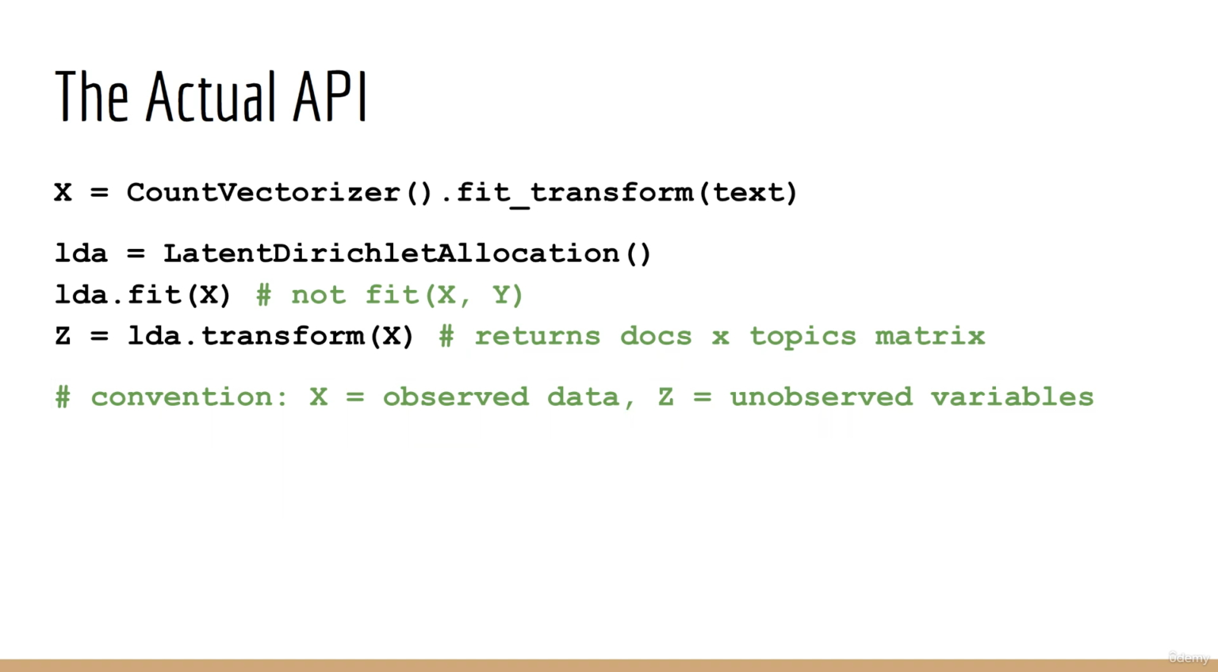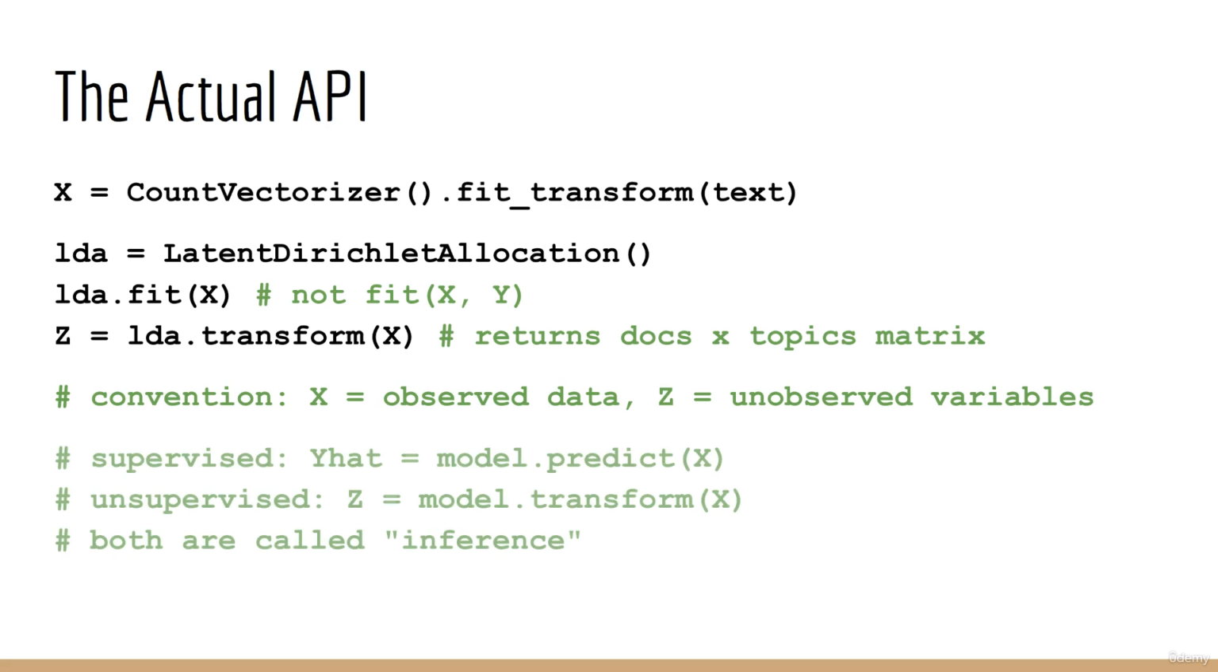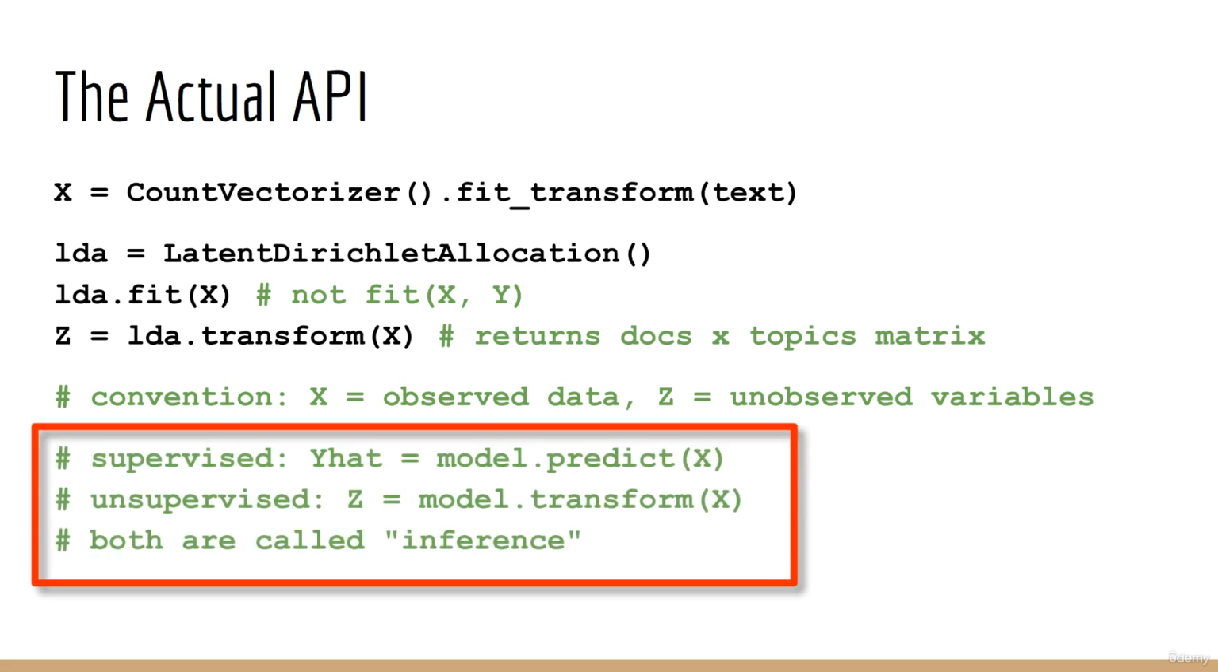Another difference with supervised learning is that we use this transform method instead of predict. This is just a scikit-learn convention, but it makes a lot of sense. With supervised learning, you are trying to predict a target. But with unsupervised learning, you don't have any targets, so you're just transforming the input into a new variable. In this case, a vector of unknown topics.